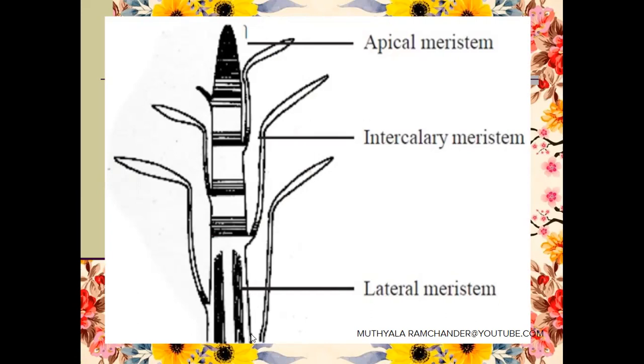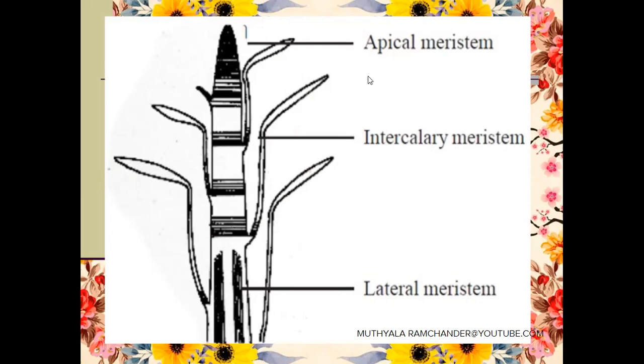In this internode part, lateral meristem is present. The lateral meristem also participates in periclinal divisions. It results in increasing the size of the internode area. These are the three main important meristem tissues present in this shoot.